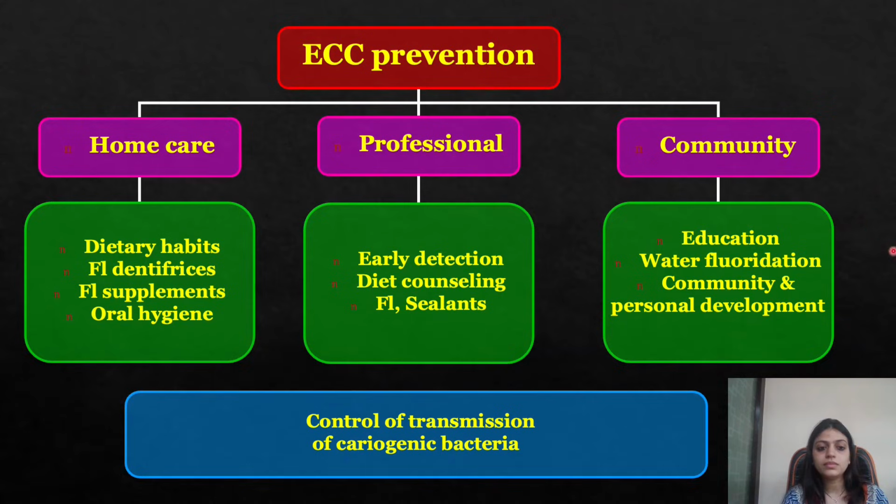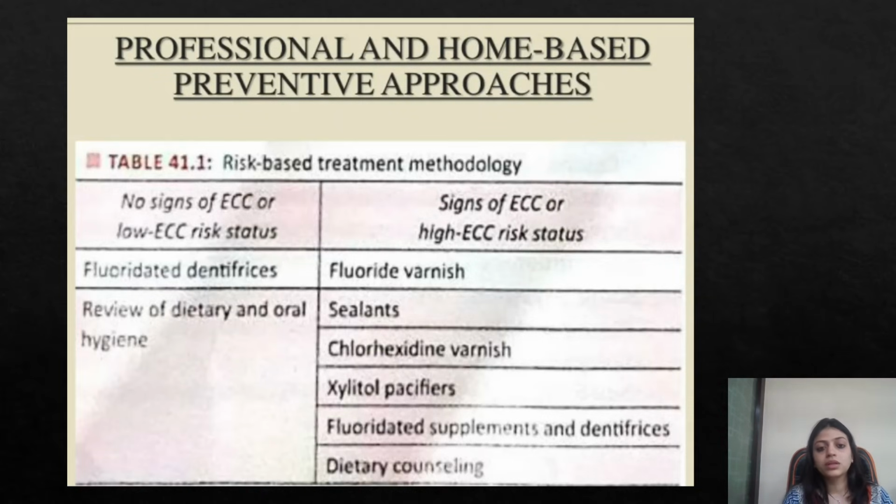So ECC prevention is the most important aspect in management. Then professional and home-based preventive approaches. If there are no signs of ECC or very low risk status, then we just need fluoridated dentifrices and to review the dietary chart, and oral hygiene indices can be taken to review oral hygiene maintenance. If there are signs of ECC or high risk status, then fluoride varnish has to be applied, sealants have to be applied, chlorhexidine varnish, xylitol pacifiers can be given, fluoridated supplements and dentifrices should be used, and dietary counseling has to be done.